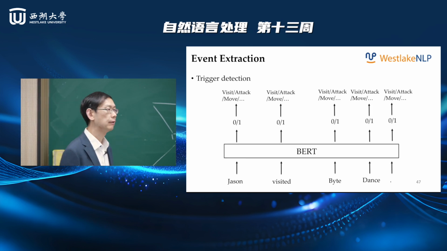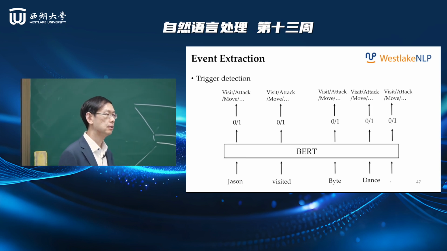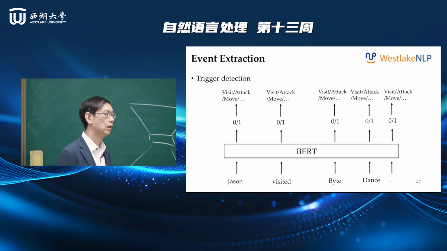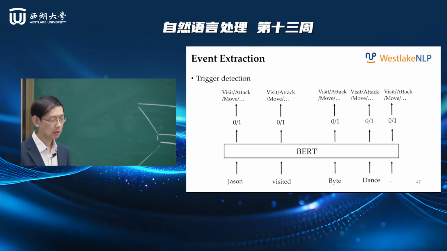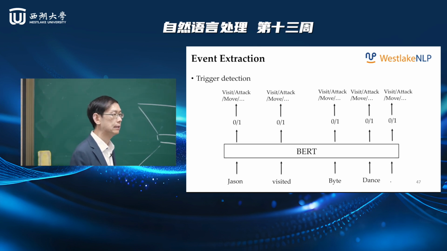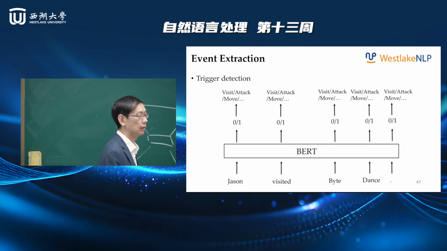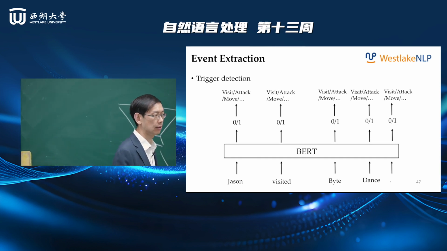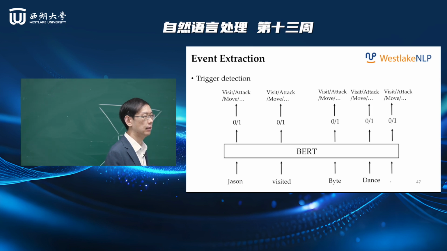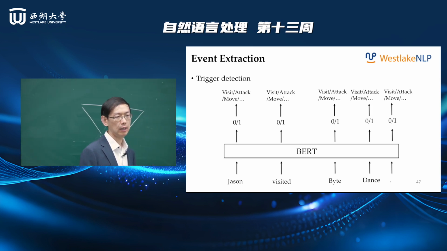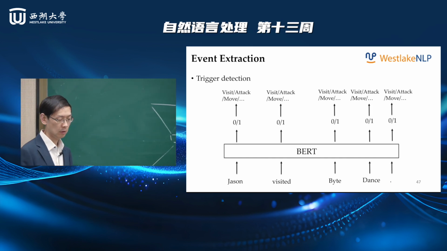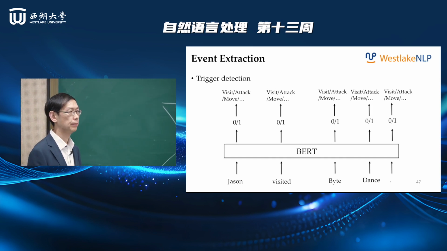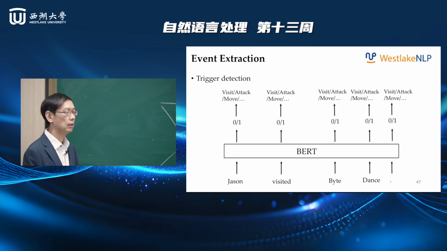An event is just a composition of triggers and arguments. In this case, Jason visited Byte Dance. The event is a visit event, okay? The event trigger is the word visited. And the event has some visitors and has something to be visited, etc. So we want to get that structure. How do you do that?